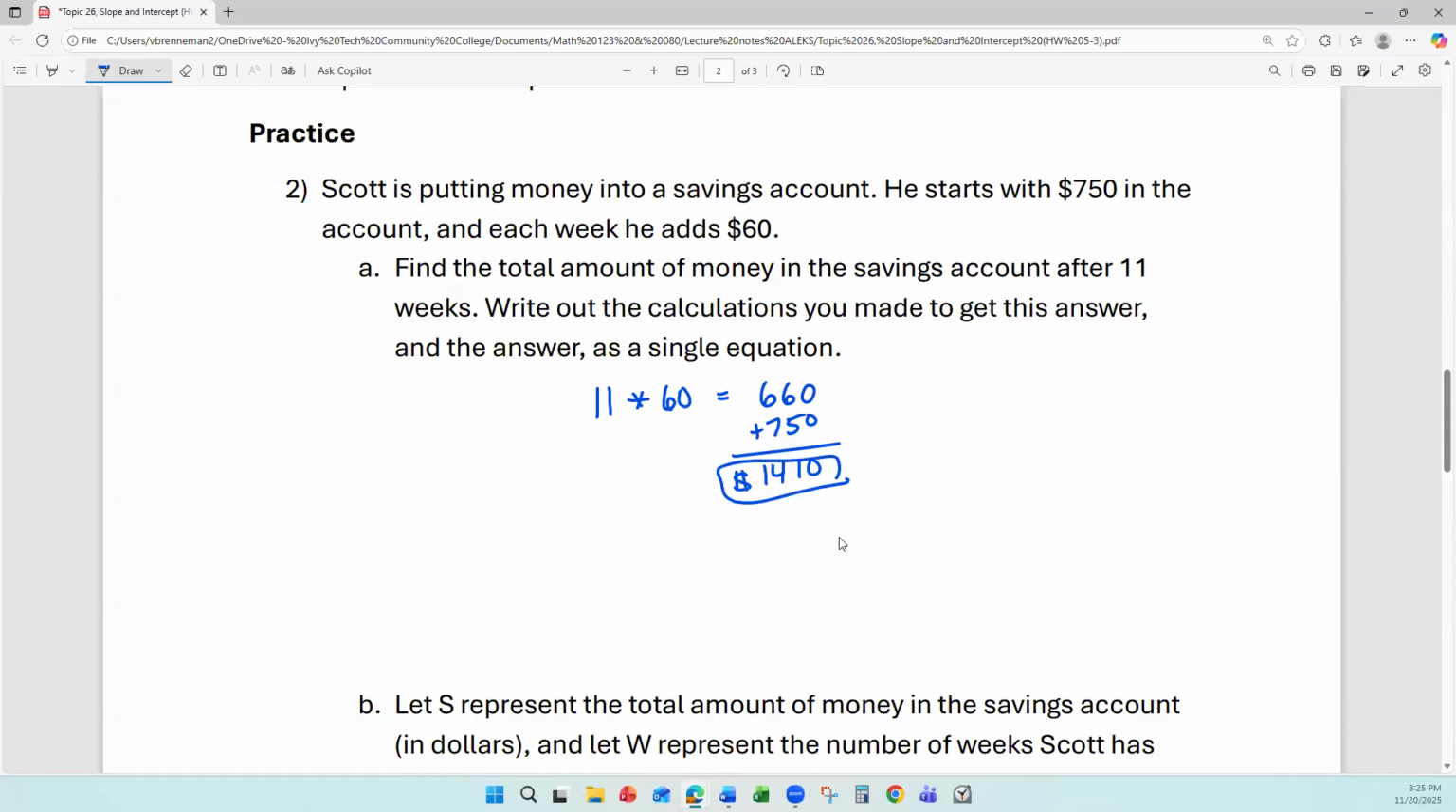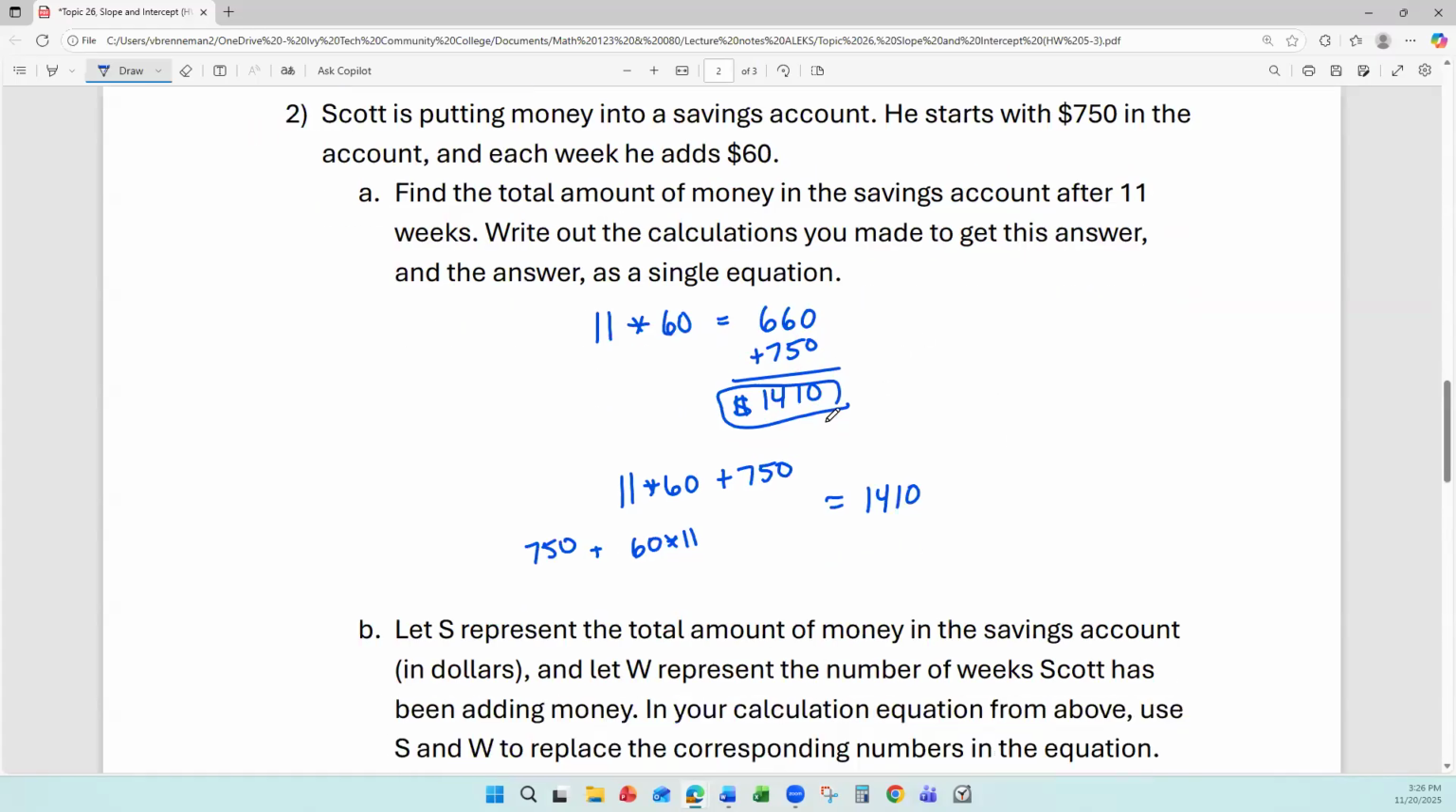Now, if I look at those calculations I've done and put it together, it was 11 times 60, that result, plus 750. You could have done it as 60 times 11. You might have put the 750 at the beginning, like you're starting with 750 and you're adding. So if you did 750 plus 660, the order doesn't matter as long as it's the 60 and 11 getting multiplied and that result getting added with the 750 to equal the 1410.